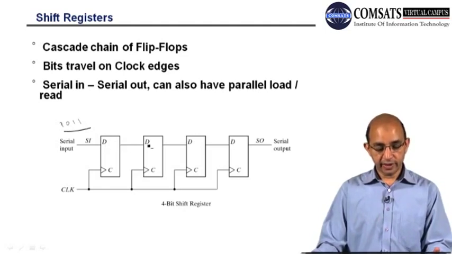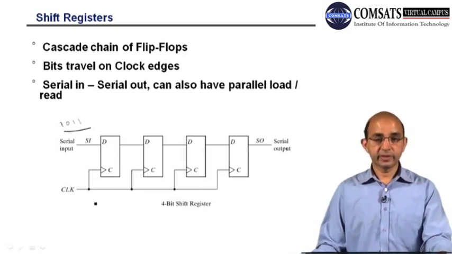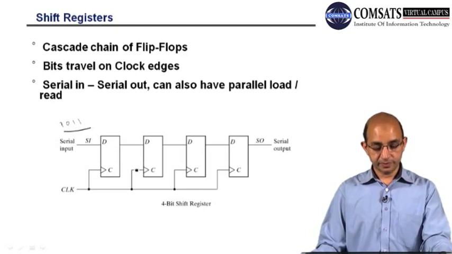On the next clock, that one will be moved here and the next one will be here, right? On the third clock, we have a zero here, one here, one here. On the fourth clock, we have the one here, zero here, one here, one here, right? So after that, we will be having the serial out, right? So here we have one after the next clock, and it depends what sort of input we will be having after this string.